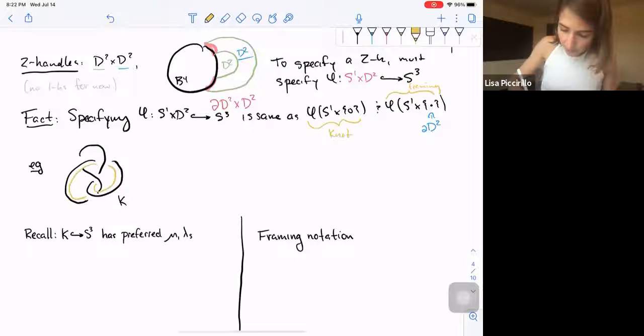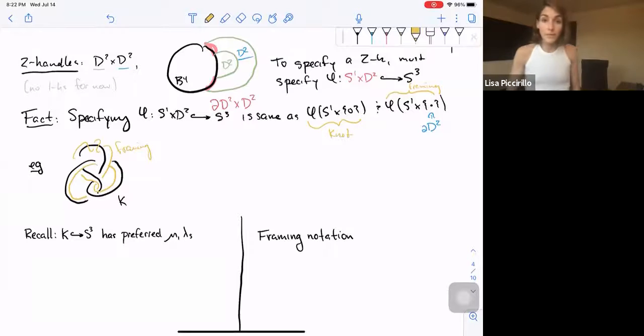And maybe, I don't know, maybe it's this one for now. Okay, so that's an example. That's what a handle decomposition of the 4-ball union a two-handle should look like.